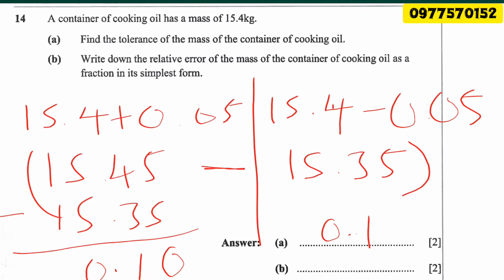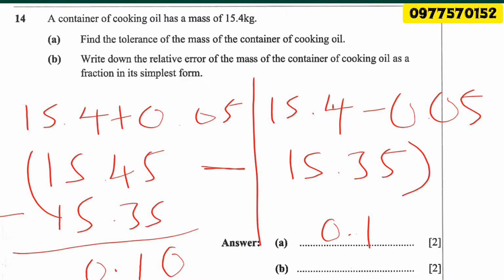First, find the maximum value by adding the actual true value plus the absolute value, and the true value minus the absolute value. Are we together? Now let's go to the next question.